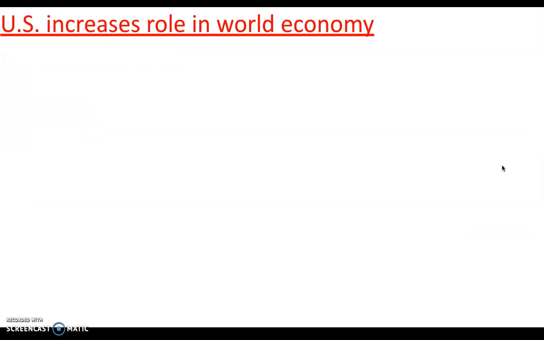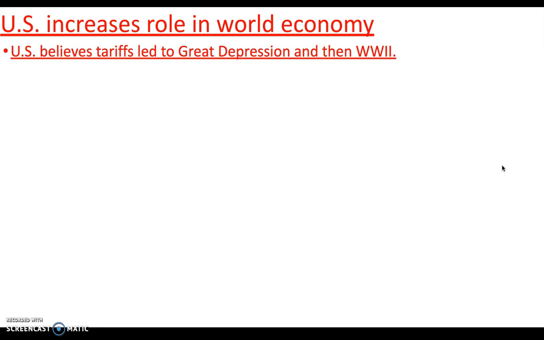All right. So how the U.S. begins to increase its role in the world economy and not fall back into that isolationist standpoint after World War I. They don't want a repeat of that following World War II. Okay, belief that the tariffs led to the Great Depression.